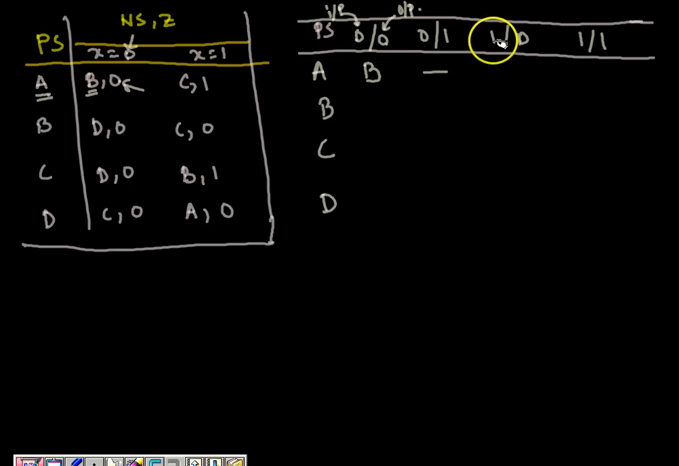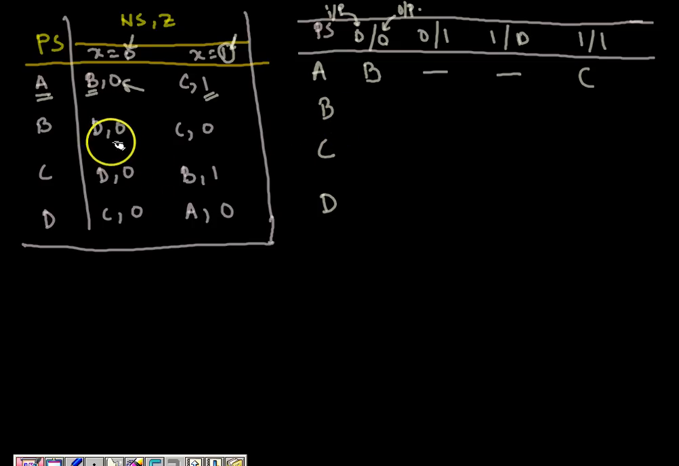Now for 1 input and 0 output, is something happening here? For state A, if we give 1 as input and we are getting 0 output, it is not happening here, so we get nothing. For 1 input 1 output, when we give input 1 and get output 1, the state A is transited to C, so it should be C here.